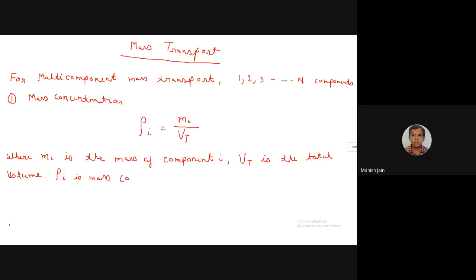Because density is the mass per total volume when you have a pure component. It is in the mixture, so it is not the density. When you add all the mass concentrations, rho 1 plus rho 2 till rho n, that is the summation of rho i from i equal to 1 to n, you will get the density of the mixture.